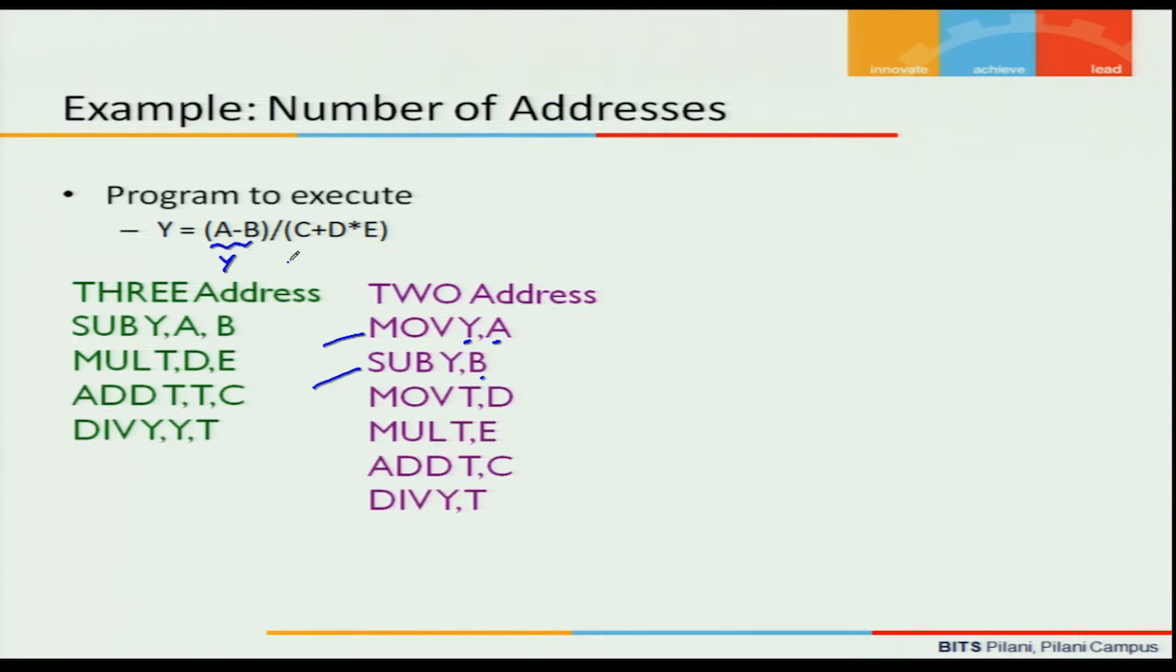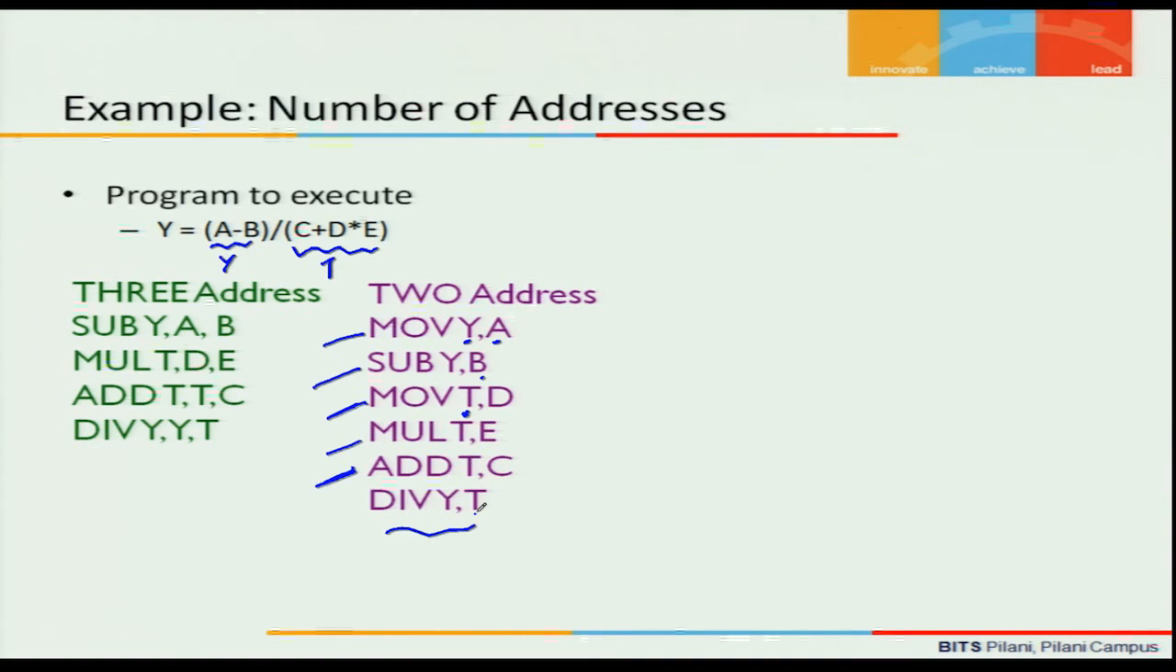The next thing that you do is move D value to the temporary register T. After you have moved it to the temporary register T, multiply it with E. Then add C to that. So at the end of this add instruction, C plus D into E is available to you in the register T. And then finally do a divide.